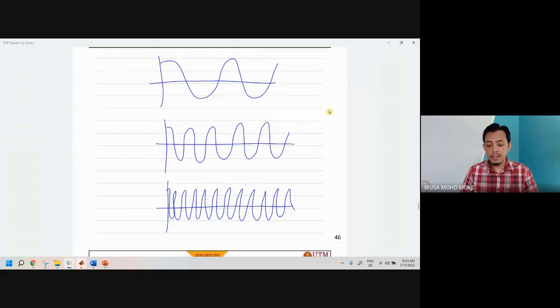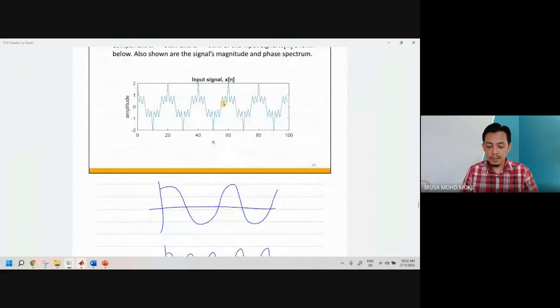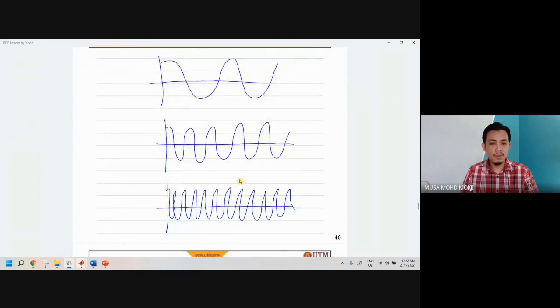Because we have a 3 here. So we have 3. So this signal is actually a combination of these 3. Right, so this is where the omega is equal to 0.1 pi. This is omega equals to 0.5 pi. And this is omega equals to 0.9 pi. Right, so you can see that the repetition becomes higher and higher because the frequency becomes higher and higher.